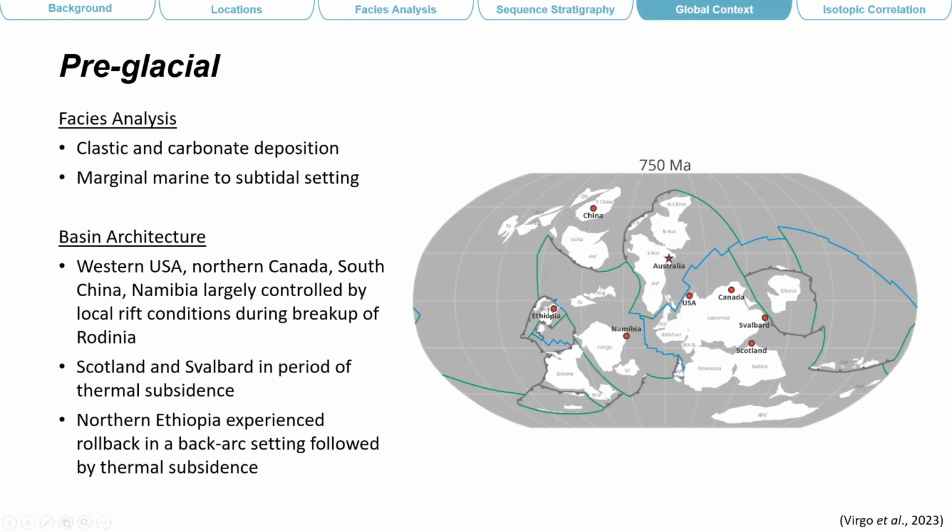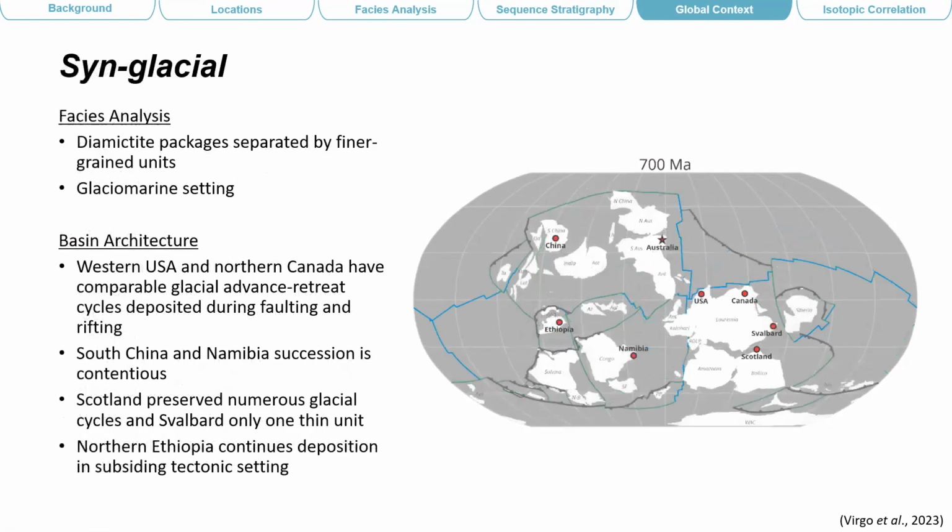So that's over here. And that was followed by a period of thermal subsidence. The syn-glacials, in terms of their lithologies, are quite similar. So they have diamictite packages separated by finer grain units, just as we do in South Australia. And overall, they represent a glacier marine setting. So again, the Western United States and Northern Canada is very comparable to our section in South Australia.